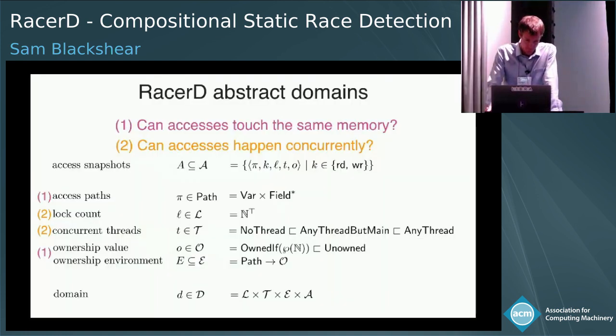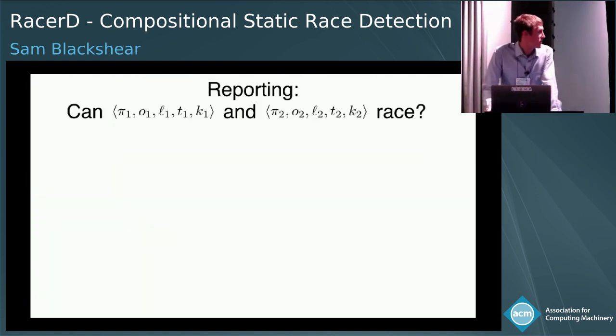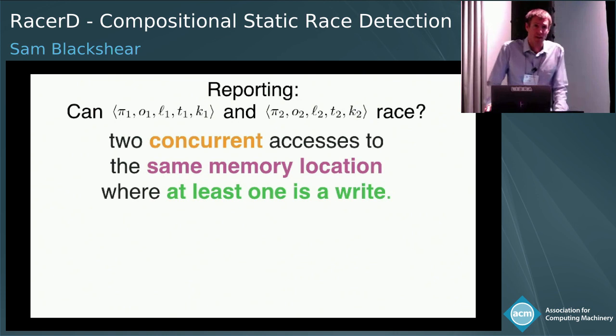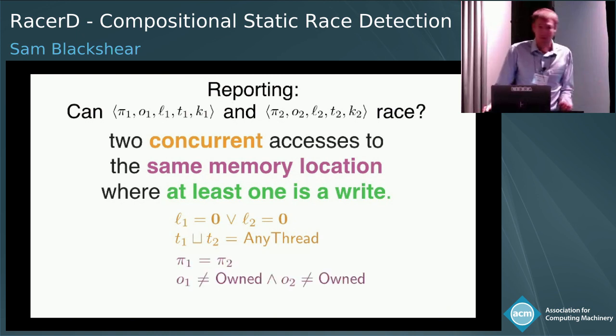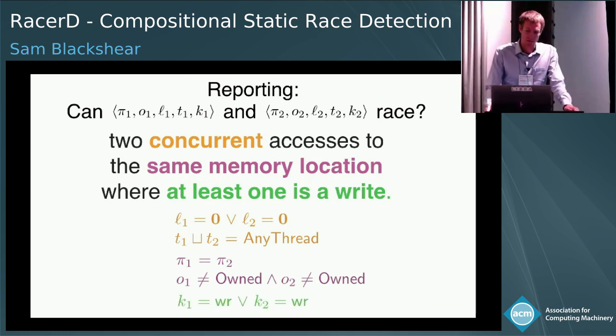So we've basically covered all the different components of the abstract domain. The way we actually use these in reporting is I'll have in hand 2 access snapshots, and I'll want to know, can these accesses potentially race? So to figure that out, all we do is we go back to our definition of data races. A data race is 2 concurrent accesses. So we say, if one of the accesses isn't under a lock, and if one of them runs in a background thread, to the same memory location, if they're the same syntactic access path, and if neither of them is owned, and where at least one is a write if the kind of one of these 2 things is writes.